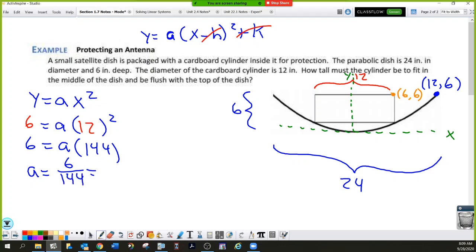Let's see. Can I divide this by 6? I can. It would be 1 over something. 24. 24, thank you. 1 over 24. So our equation is y equals 1/24 x squared.